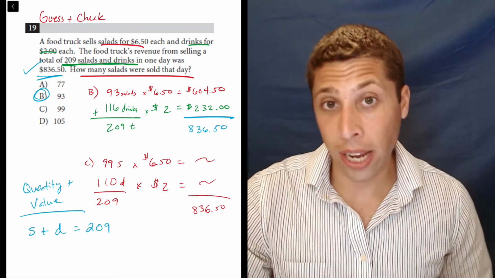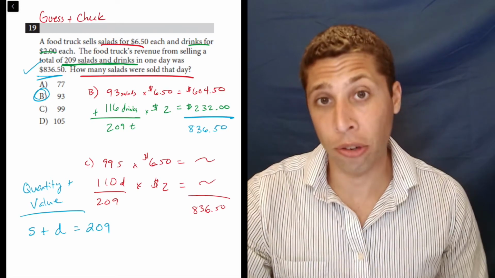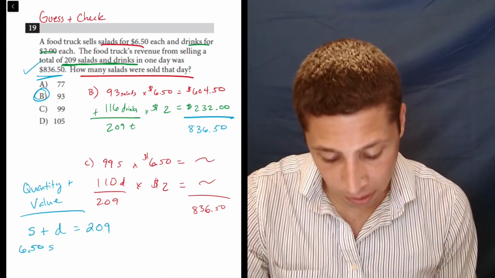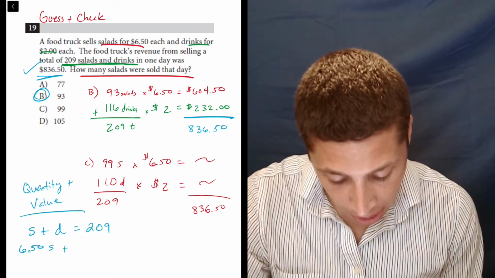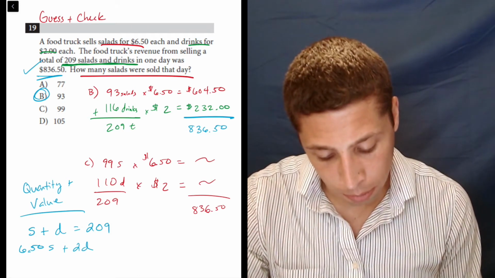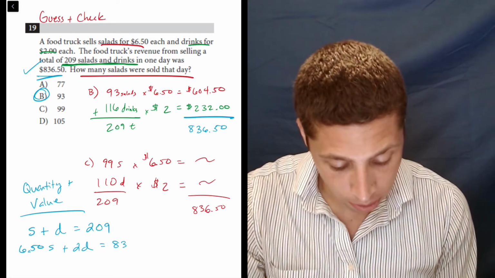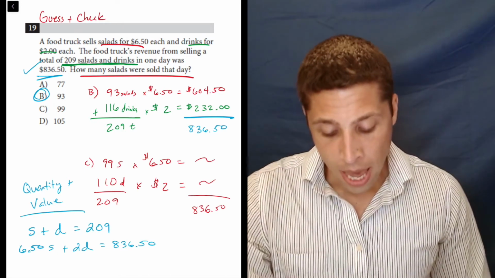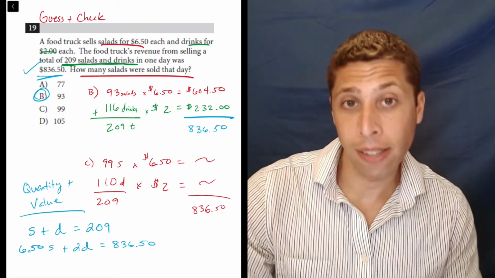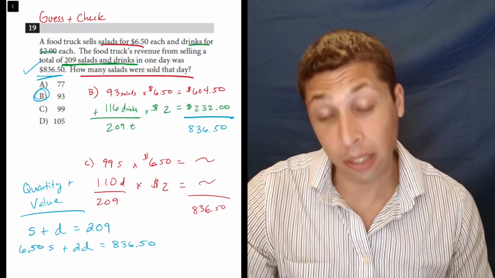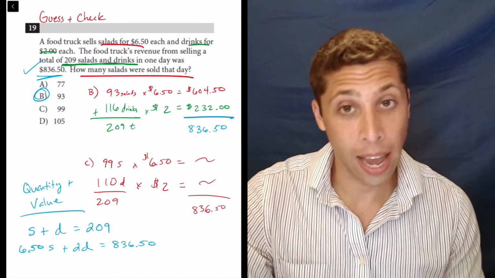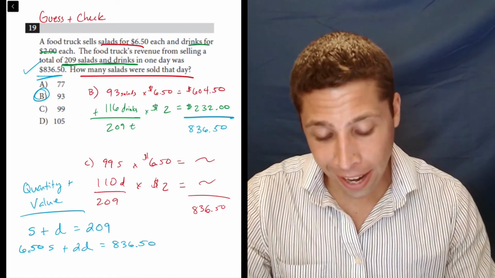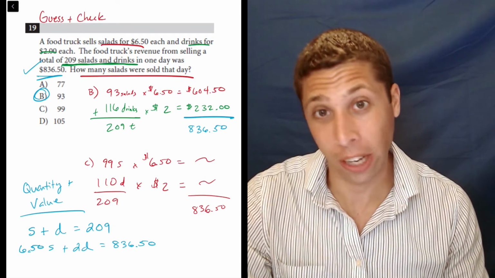But also, each of those items has its own value. So I create another equation that represents that. The value of a salad is $6.50, so we multiply that by S. And then the value of a drink is $2, so that's plus 2D. And that total amount of money is $836.50. Then with those two equations, I can solve for the variables using elimination, substitution, whatever, and get the answer. I'm not going to do that because I feel like I've already talked long enough, but you could, and that is just a basic point of intersection question at that point.